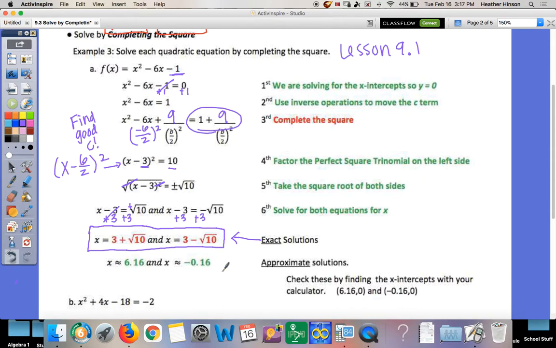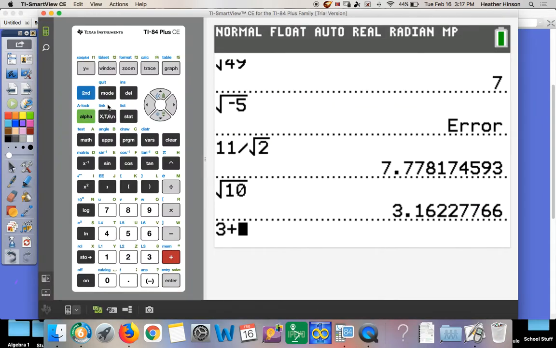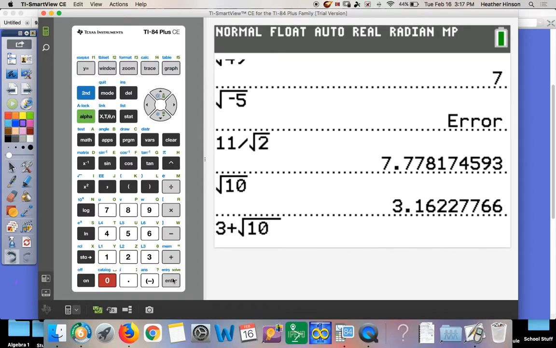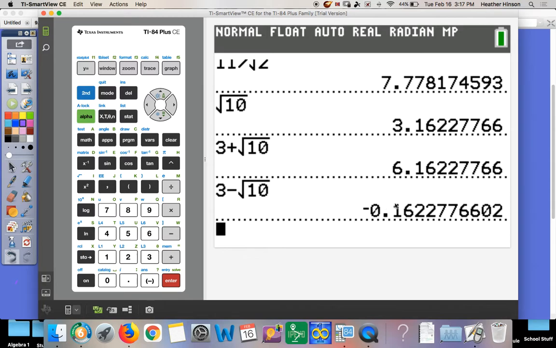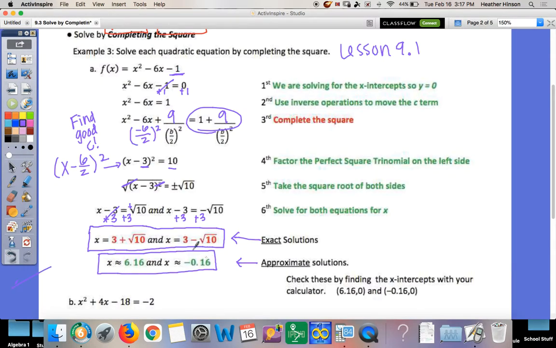Remember we talked about this on the first page. Your exact solutions are the ones that you don't have to round. These are just your regular square roots. If you have to simplify and round it, those become your approximate solutions. And you get those just by plugging it into the calculator. So you would do 3 plus square root of 10 and 3 minus the square root of 10. And you would just round them off. So 6.16 and negative 0.16, which is what we got here.